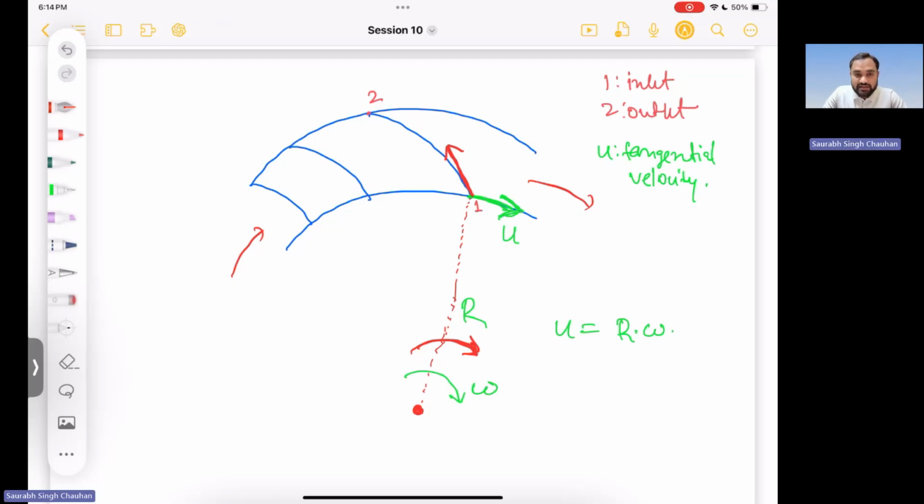When will you observe this thing? When you are in the reference frame of this blade, when you are sitting at point 1. Now this reference frame is not the inertial reference frame. What I mean is that this reference frame is rotating. That is not a static reference frame.